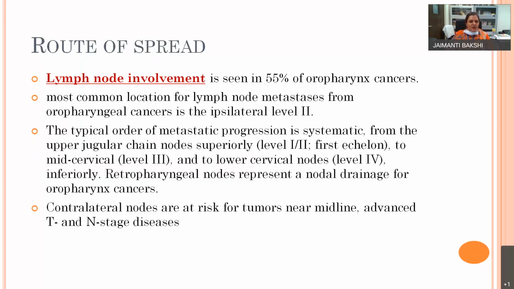Oropharyngeal cancer can also spread through the lymph nodes, and lymph node involvement is seen in 55% of oropharyngeal cancers. The most common location for lymph node metastasis is the ipsilateral level 2 lymph nodes. The typical order of metastatic progression is systematic, from the upper jugular chain superiorly, that is level 1 to 2, as first echelon nodes, to mid cervical level 3, and then to the lower cervical nodes, level 4, inferiorly. Retropharyngeal nodes represent a nodal drainage for oropharyngeal cancers. Contralateral nodes are at risk for tumors near the midline or with advanced T and N stages of the disease.